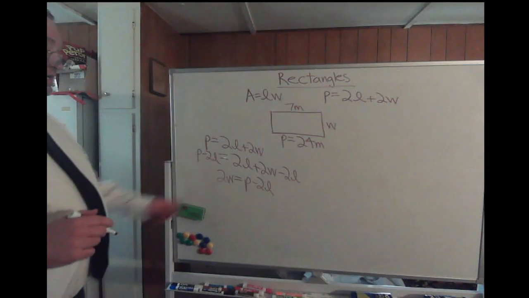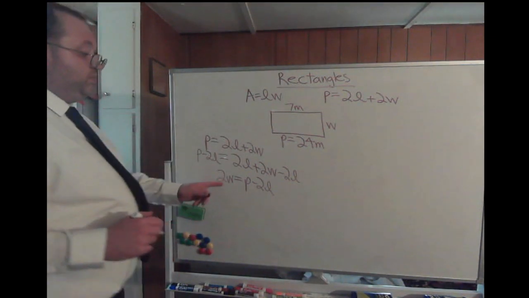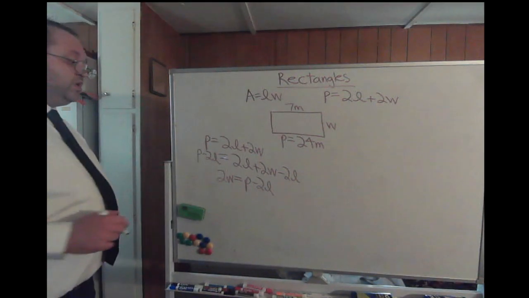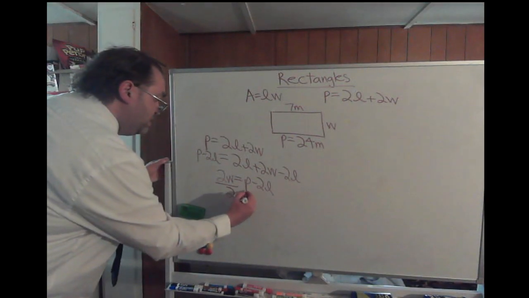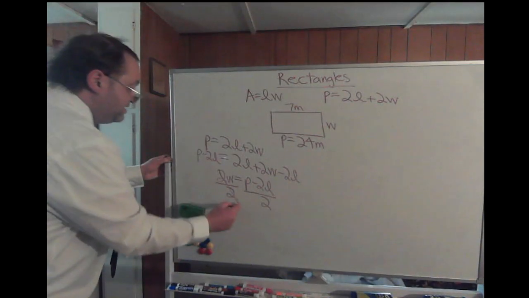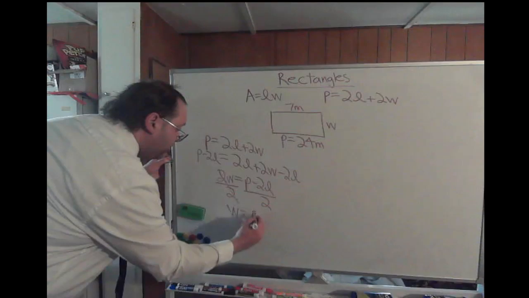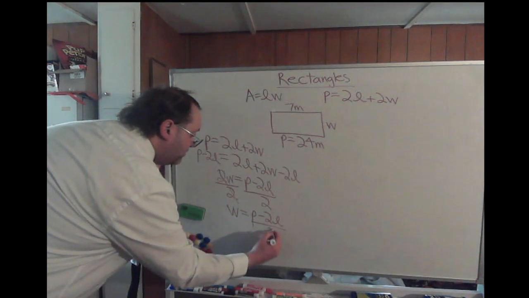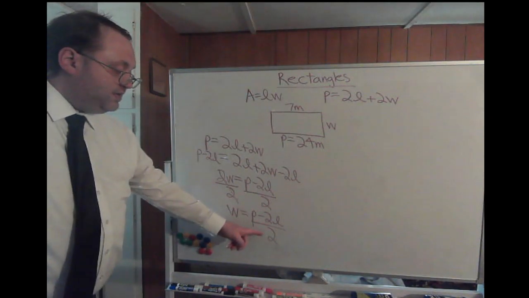Now the goal is, we have twice the width. We're a little bit closer to finding what the width is. We need to know what just the width is, just W. Well, we have 2 times W, so we need to divide both sides by 2. On the right side, the 2's cancel out. You're just left with W, the width, is equal to the perimeter minus twice the length, over 2.